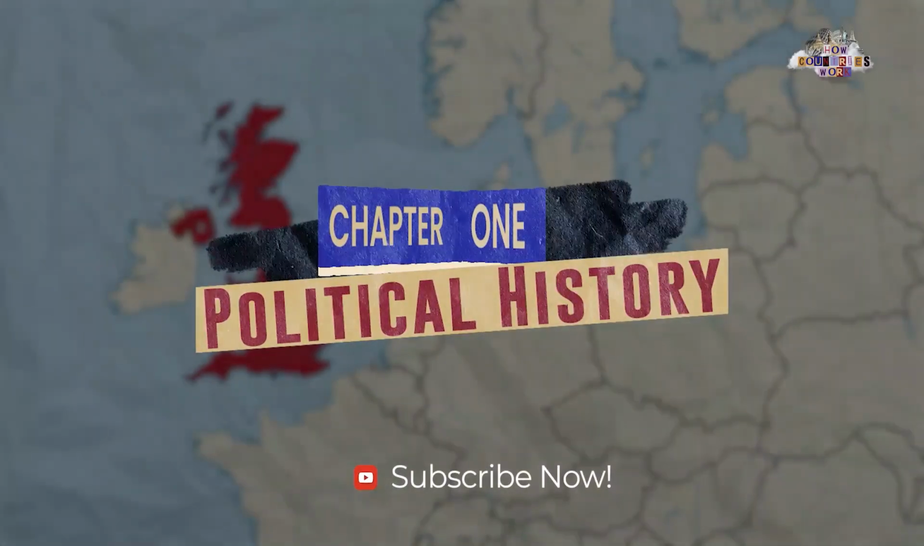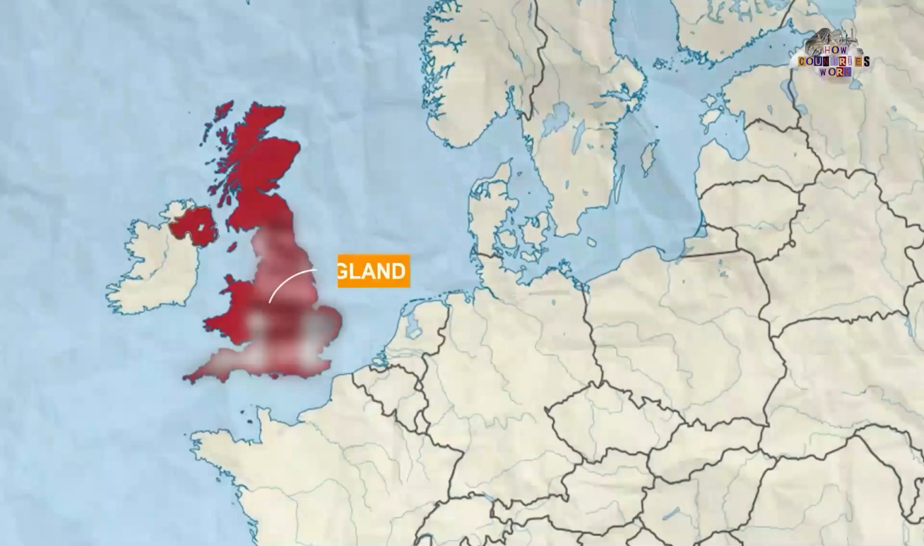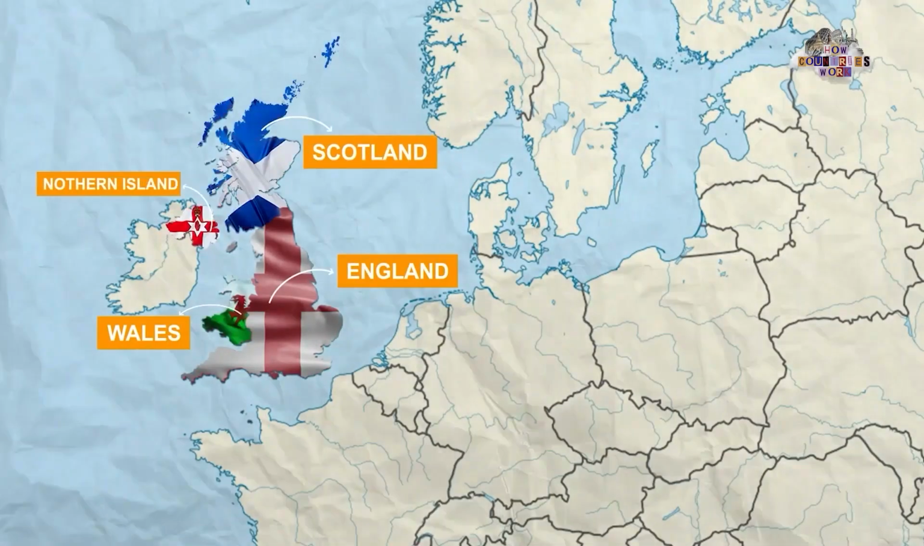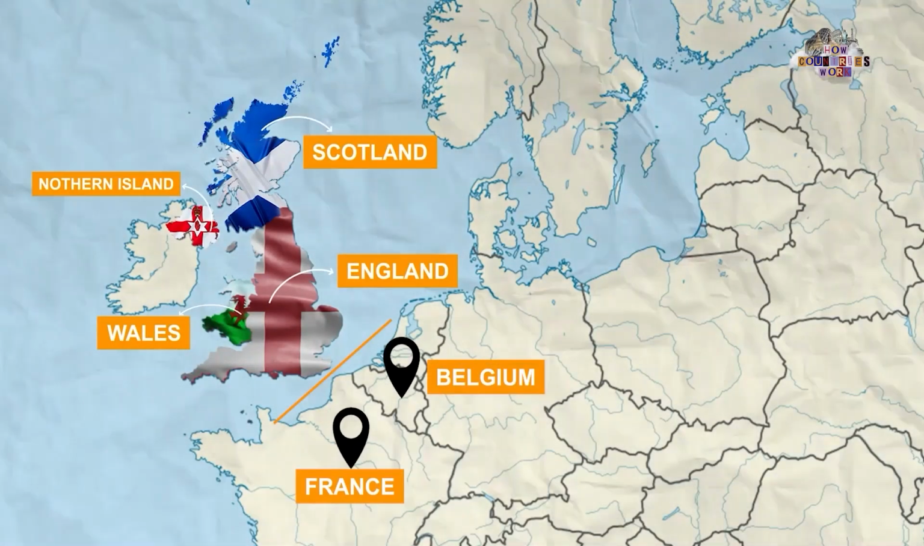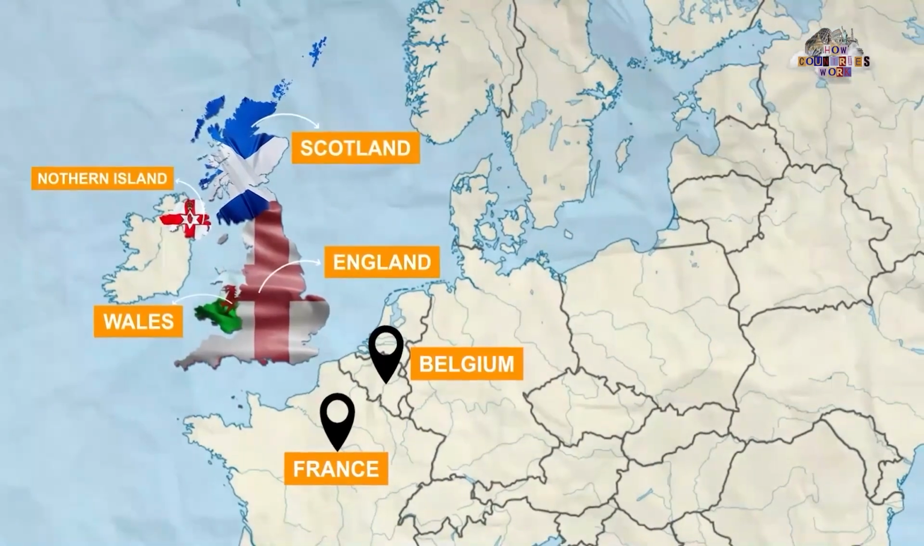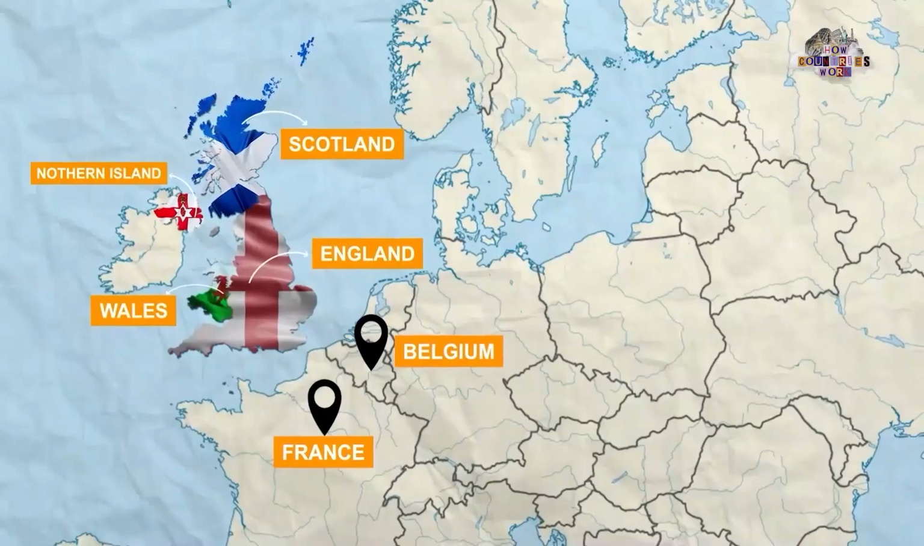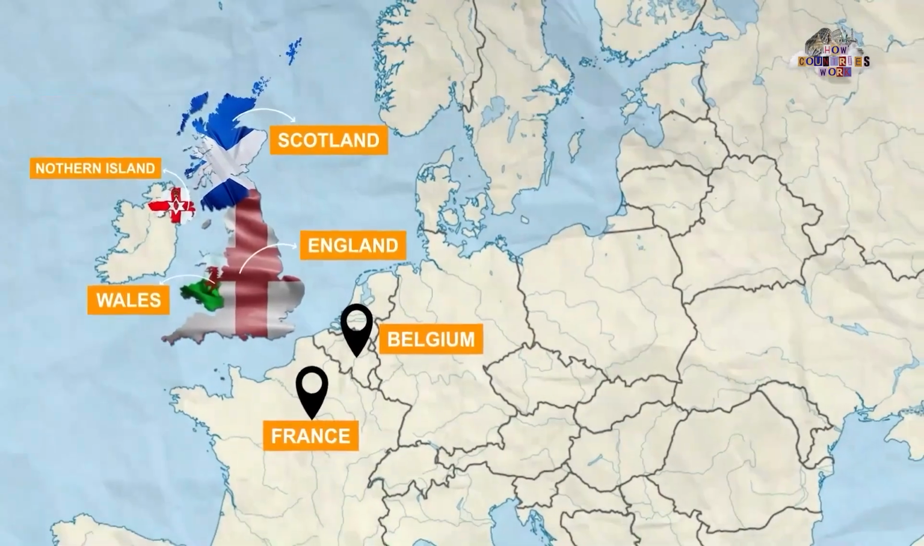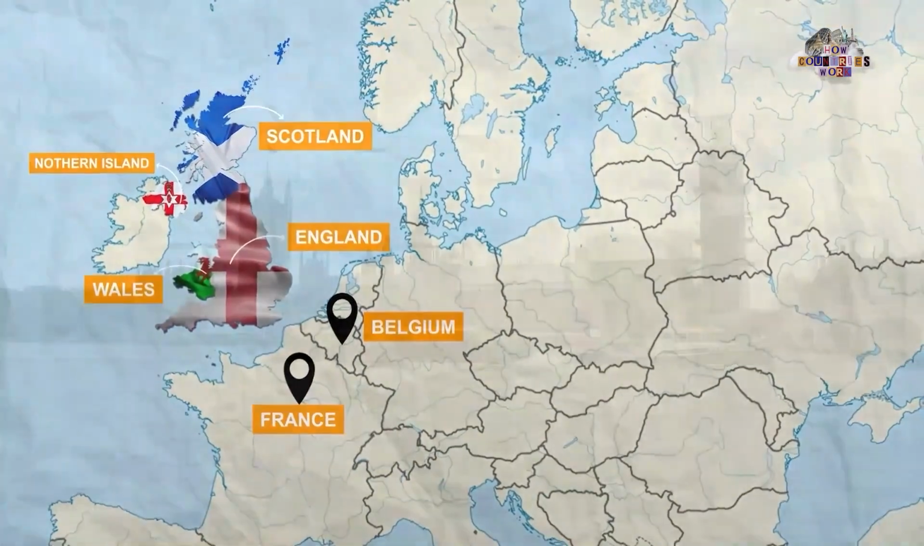The United Kingdom is a union of 4 different countries: England, Wales, Scotland, and Northern Ireland. The 4 territories are located just off the coast of France and Belgium, in the North Sea, on the island of Great Britain, and in the north of Ireland. While they form a political union, they each have their own individual cultures and histories.